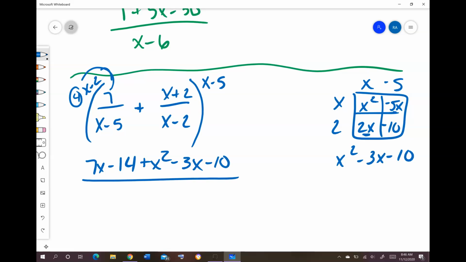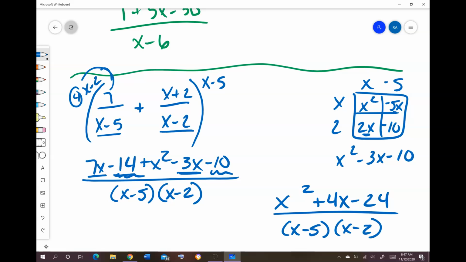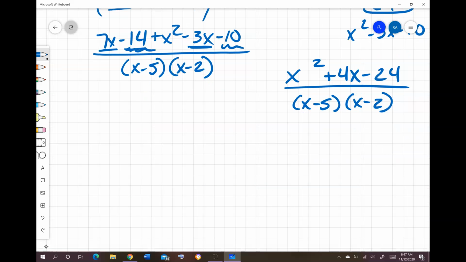And then my denominator is just a combination of both these denominators: x minus 5 times x minus 2. Clean up the numerator. I got an x squared. 7x minus 3x is positive 4x. Negative 14 and negative 10 is negative 24. All over x minus 5, x minus 2. All right, so that's it for adding.